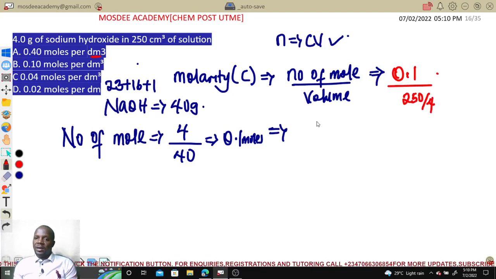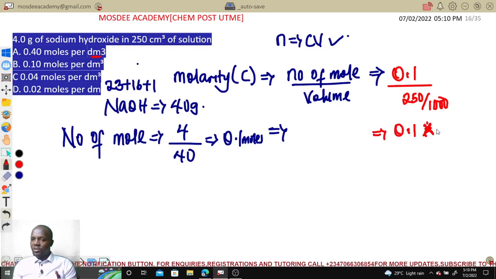So most students say n equals c times v. Say n is now equals to 250 over 4 over 1,000. Here is where the 4 is coming from. So 250 over 1,000. I hope you understand the 1,000, because I have converted to decimeter. So it's 0.1 divided by, that would be times, let me just do the solution, 1,000 over 250, because we don't have a calculator here. Here 1, here 4.